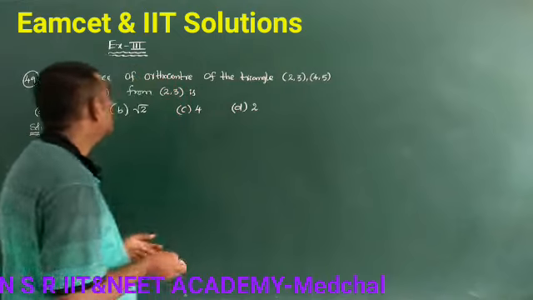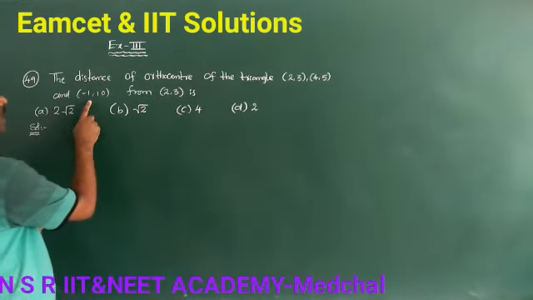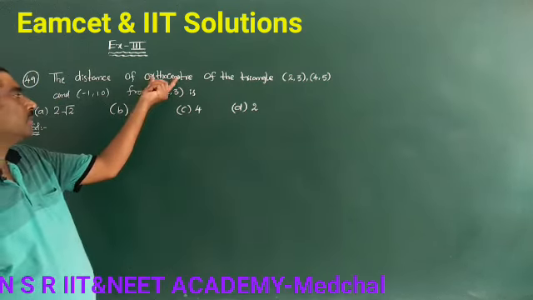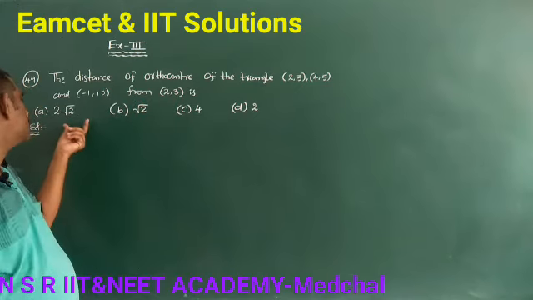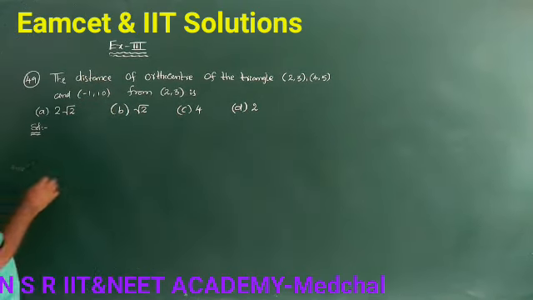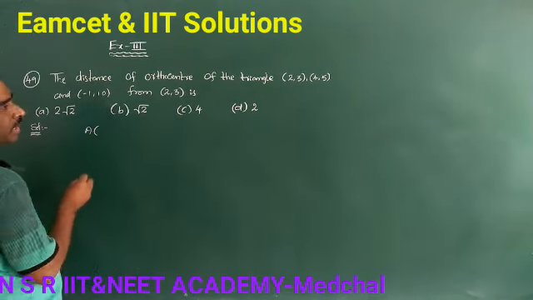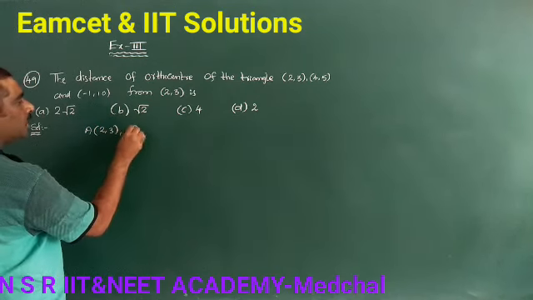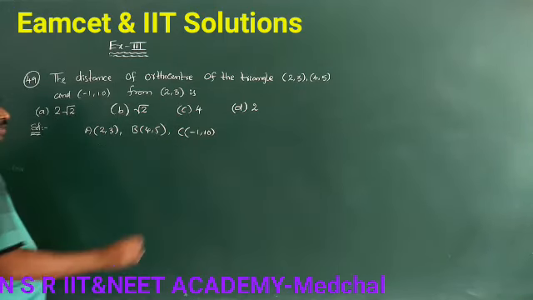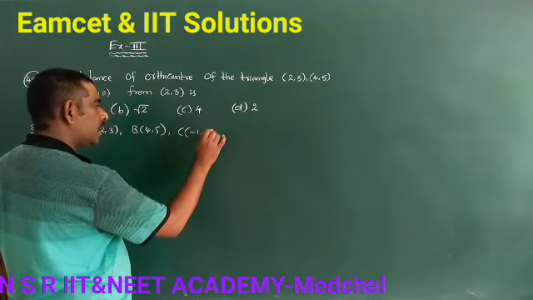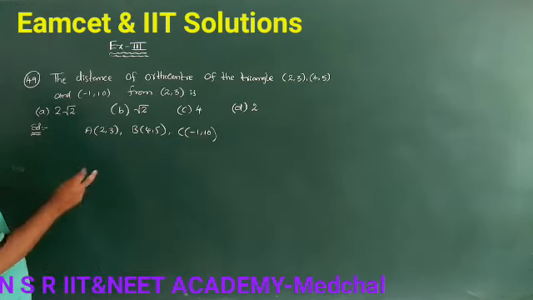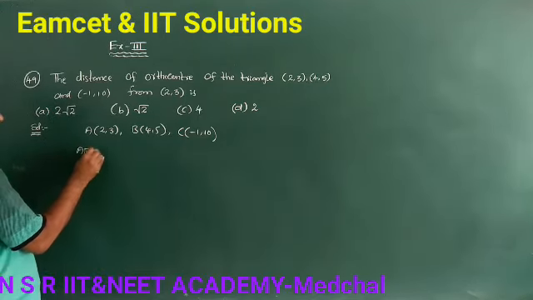Next question: the distance of the orthocenter of the triangle from (2, 3) is? So the distance from the orthocenter and (2, 3) is how much? 2 root 2, 4 or 2. First we have to find the orthocenter. Given 3 vertices of a triangle A (2, 3), B (4, 5), C (minus 1, 10). Do these 3 vertices form an equilateral, right angle, acute, obtuse or isosceles triangle? First we need to find that, so find the distances AB, BC and CA.